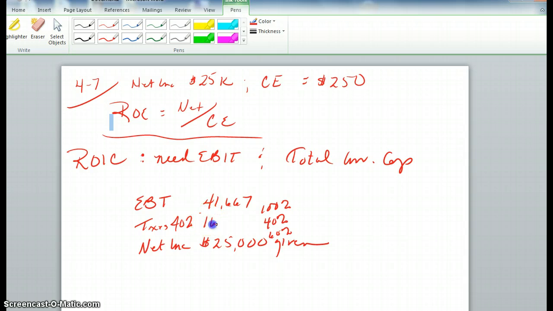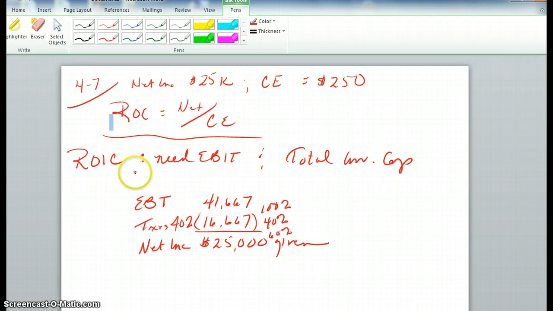And you should always double check, take 41,667 and multiply it by 40%, make sure you calculated the right taxes. I sometimes get confused as if I multiply or divide, so I always check my number.